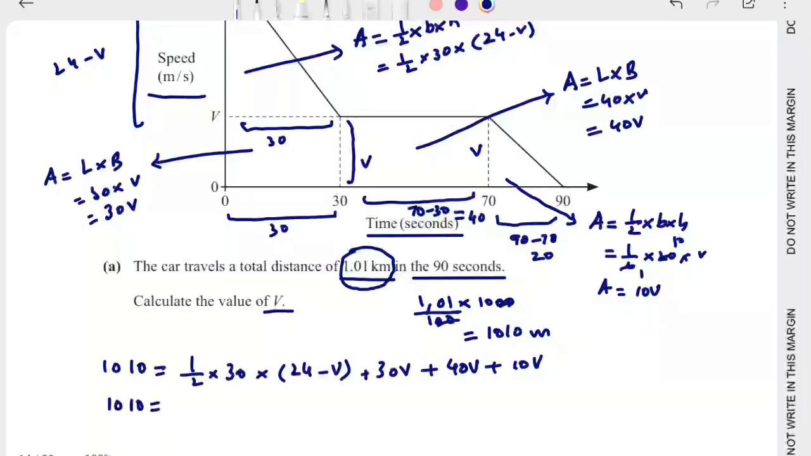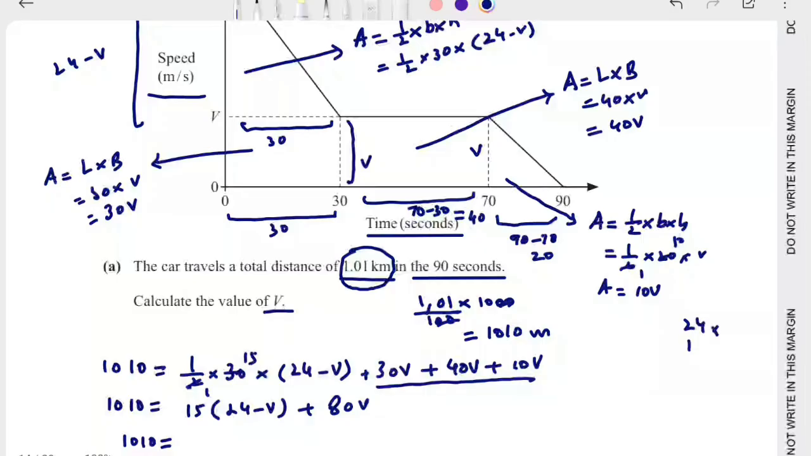1010 is equal to, 2 ones are 2, 15s are, so it will be 15 bracket opens 24 minus v, plus 30 plus 40 plus 10 would be equal to 80v, and now we have to multiply 15 with 24. So let us show working here.